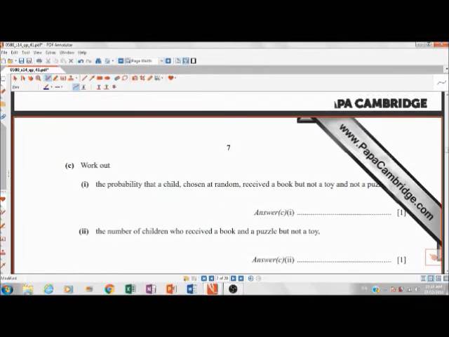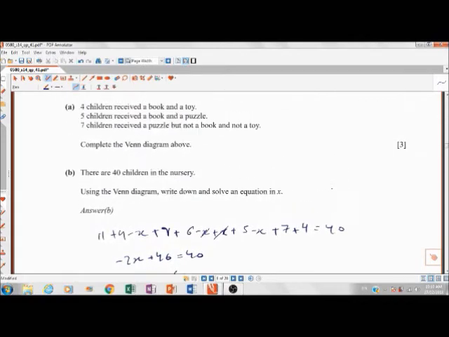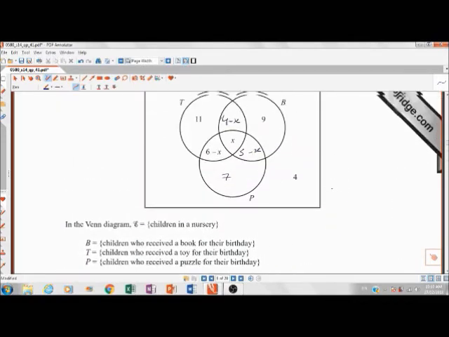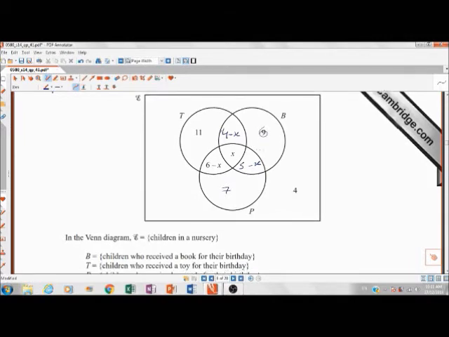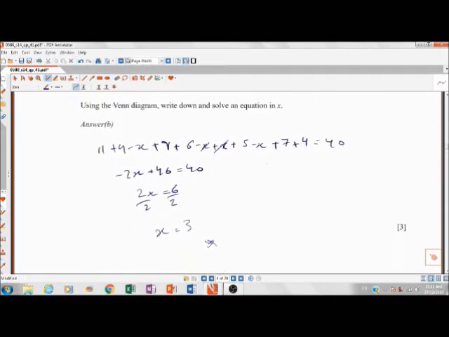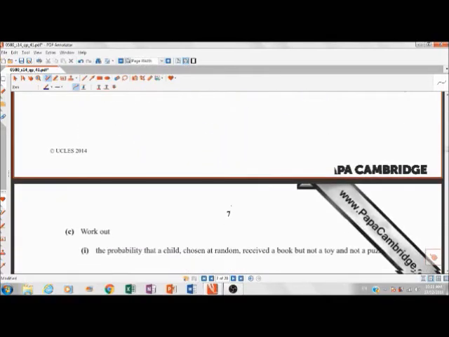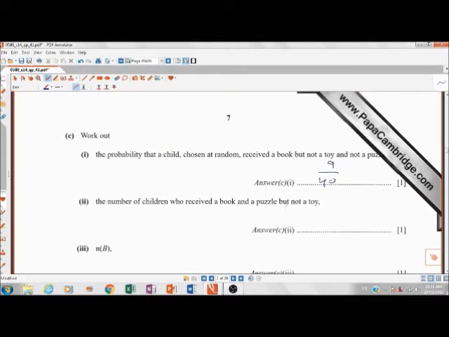Probability that a child chosen at random received a book but not a toy, not a puzzle. They want the book but not a toy, not a puzzle. So this 9. 9 over the total number, which is 40. 9 over 40.